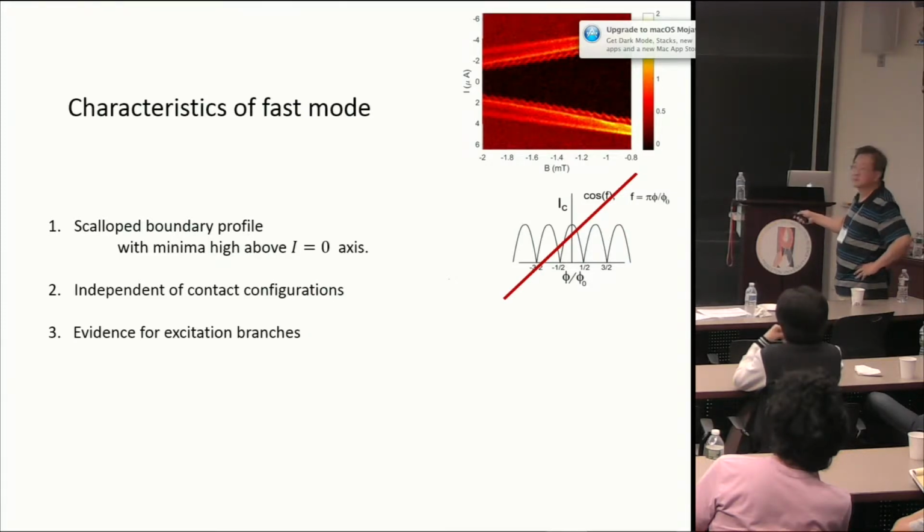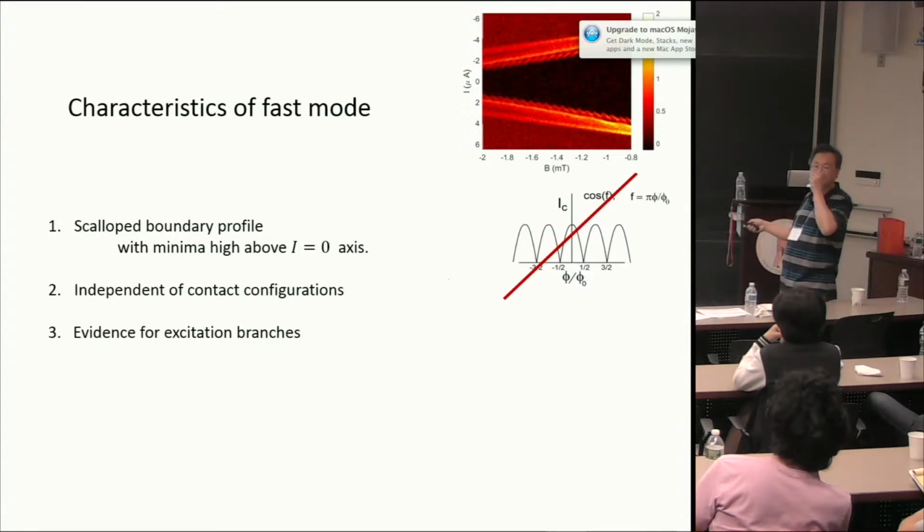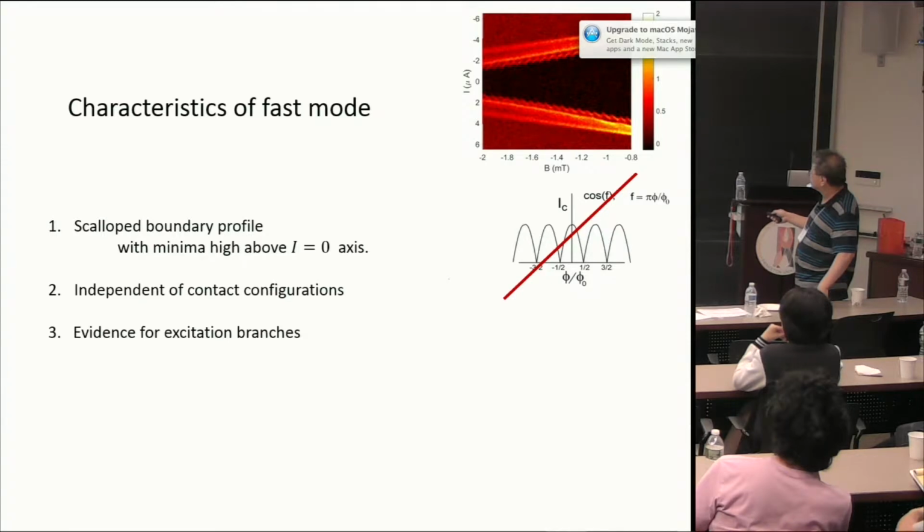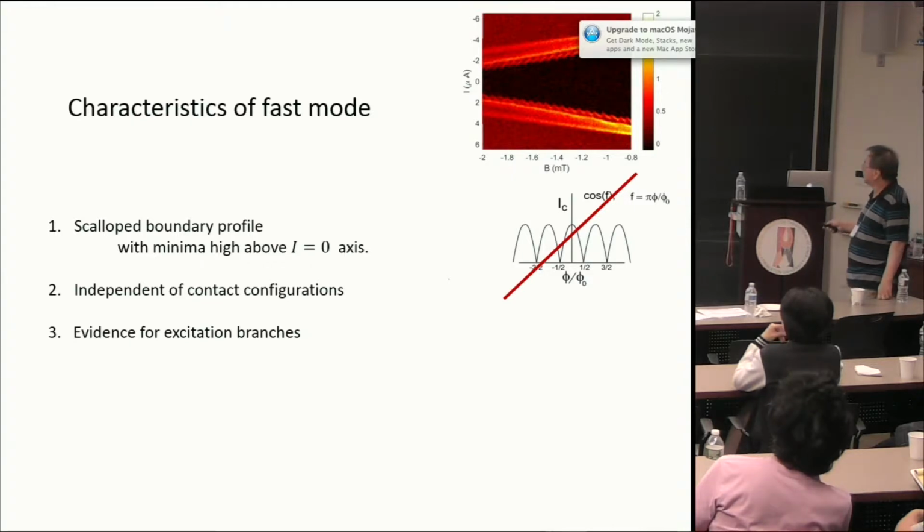You see that the minimum never gets to the zero current. So you say, well, maybe disorder and so on and so forth, but you never see this. You know, in the Fraunhofer case, you will see the signal reach down almost to zero and then bounce back up again. Not the fast mode, right?